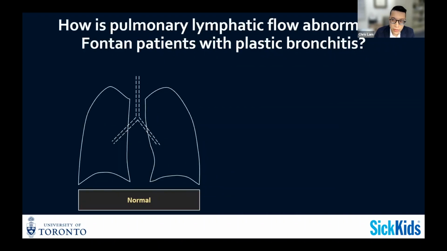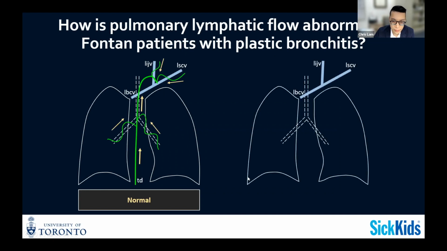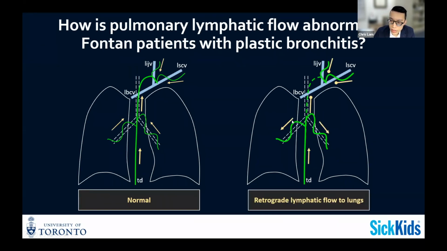So how is pulmonary lymphatic flow abnormal in Fontan patients with plastic bronchitis? Well, as I've already alluded to, the normal situation is you have your thoracic duct going up into the left venous angle, and you have normal tributaries that drain into the thoracic duct from the lungs and from the head and neck. In Fontan, however, the lymphatic system is impaired or susceptible to congestion. You have congestion in these tributaries, and in plastic bronchitis, you can actually have retrograde lymphatic flow to the lungs.